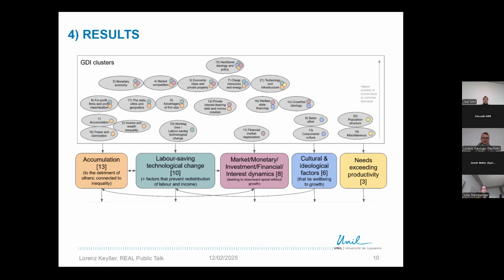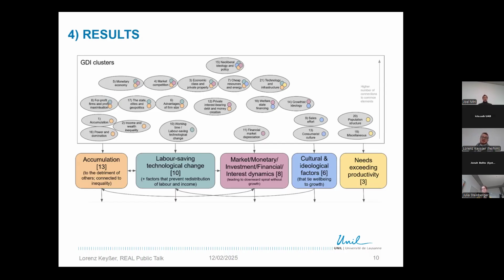10 clusters cause labor-saving technological change, where under a situation of economic stagnation, labor is saved. So humans are replaced, for instance, by machines. And thus, when labor productivity rises under a situation of economic stagnation, then often you have unemployment if, for instance, working times are not reduced. So this includes also factors that prevent the redistribution of labor and income. Then 8 clusters cause various monetary, financial dynamics that lead to economic crisis without growth.